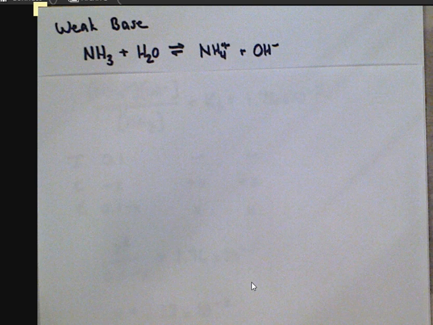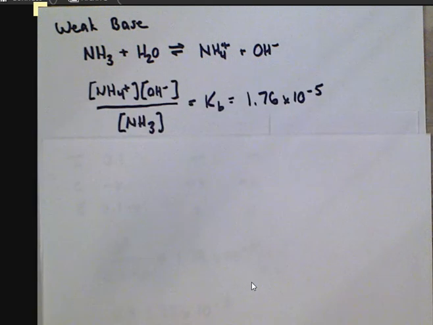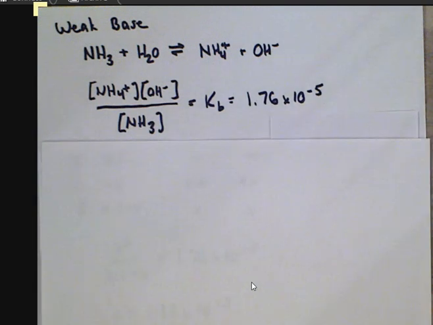Depending on the conditions, it can be both an acid and a base. And again, we can write an equilibrium expression for this reaction. The concentration of NH4 plus times the concentration of OH minus divided by the concentration of NH3 is equal to Kb. And in this case, Kb is 1.76 times 10 to the negative fifth. So remember again, this is a weak base, and we know that by looking at the Kb. Kb is a very, very small number. There's going to be very limited ionization for this ammonia when it reacts with water.